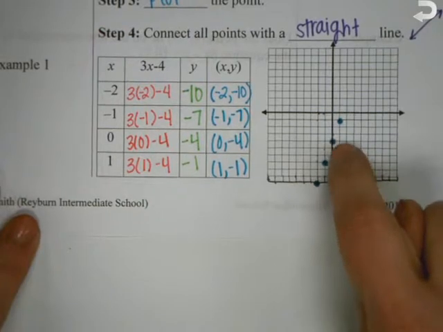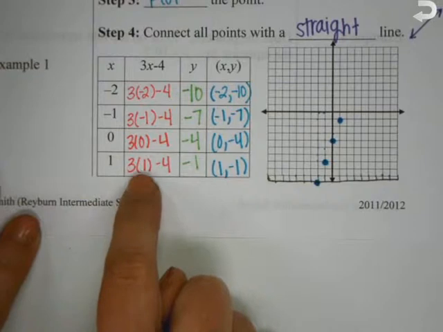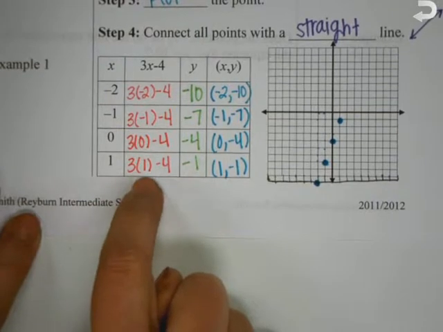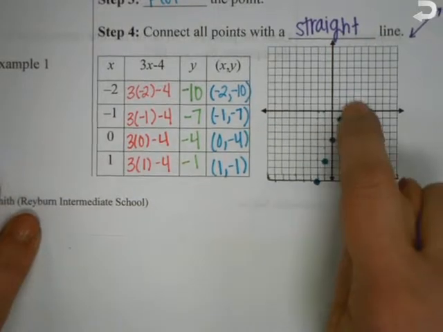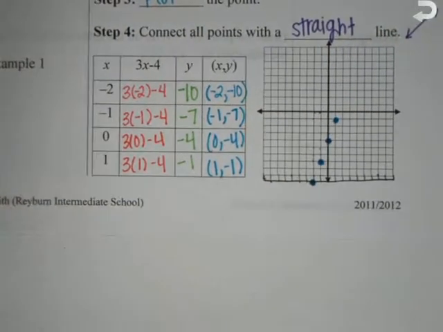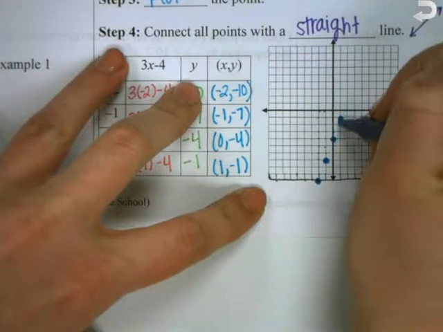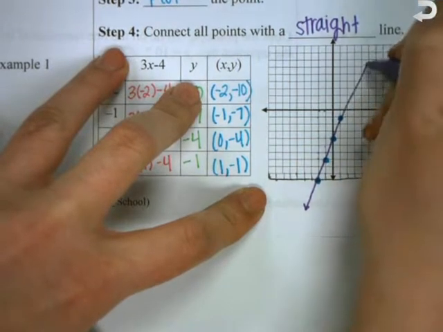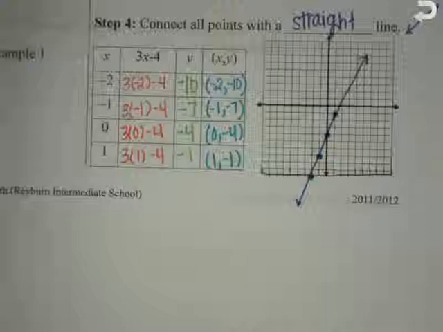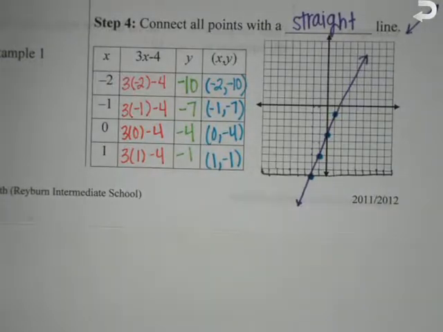Okay. For x equals 1, I plug in 1. 3 times 1 gives me 3. Minus 4 gives me -1. So I go over 1 and then down 1. So I should have 4 points, and they should all be in a row, right? Okay, so let's connect it. Do it as straight as you can. Extend the line as far as you can, and make sure you put arrows at the ends. All right, you guys good?